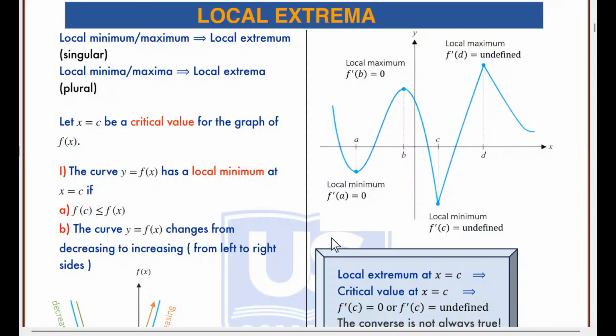Hello guys, in this video I will give you an idea about local extrema. First of all, let's talk about some vocabulary.